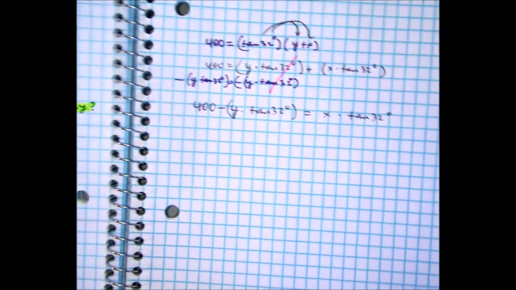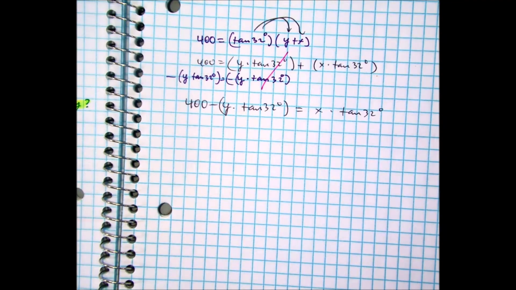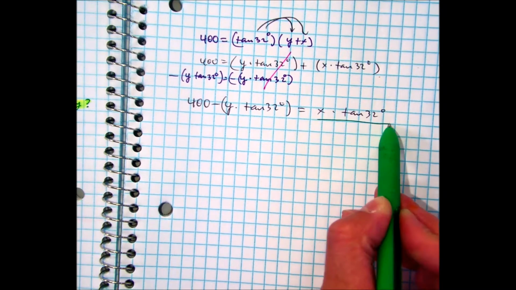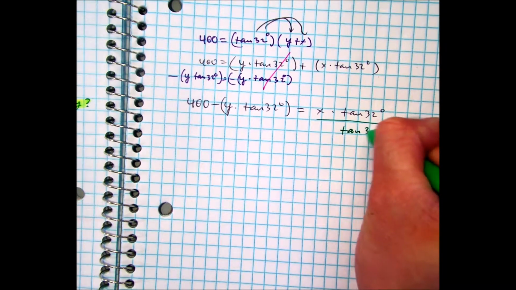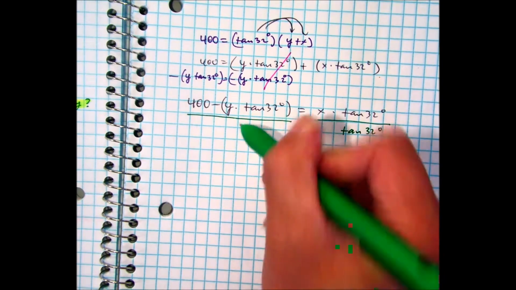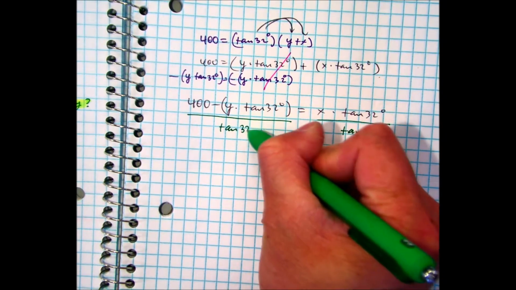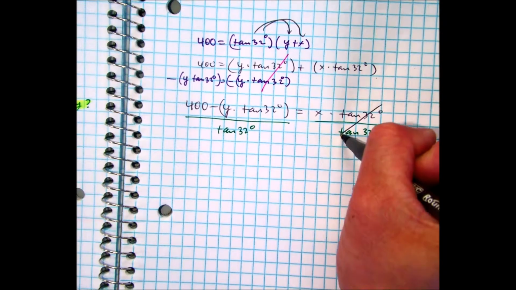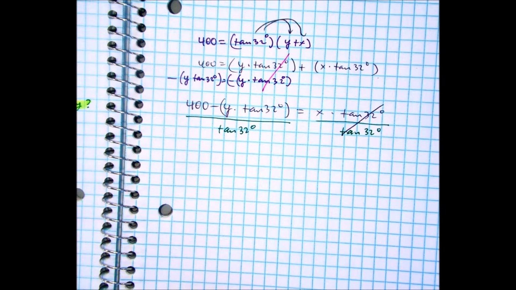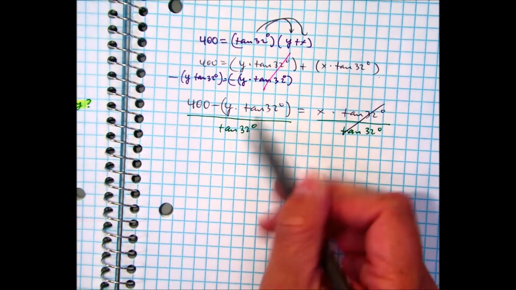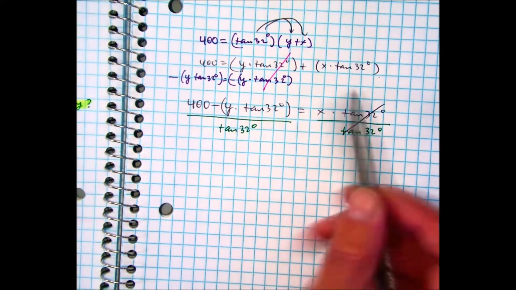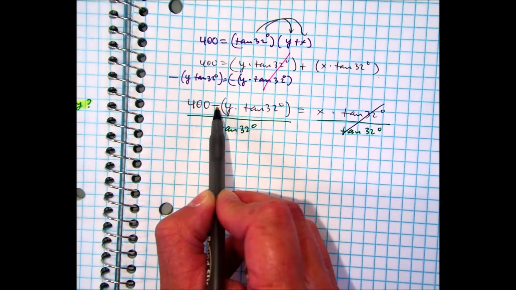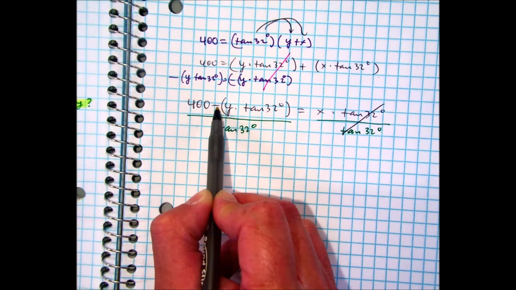Class, what variable would you solve for? So what do we need to do next? Divide by tangent of 32. And I can cancel over here. Now be careful. The temptation is to want to cancel these because you see something that's the same, just like we did over here. But here this is multiplication and here this is subtraction or addition. So you can't do that.